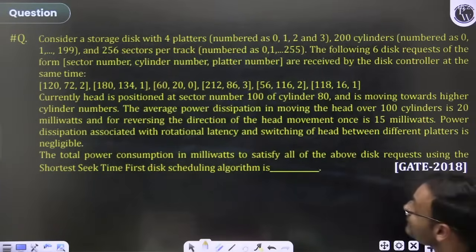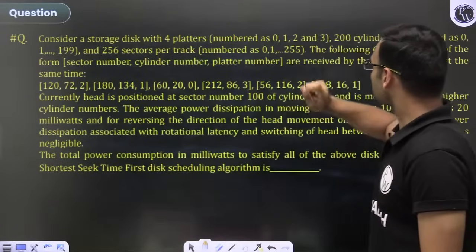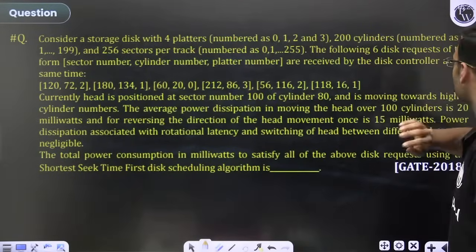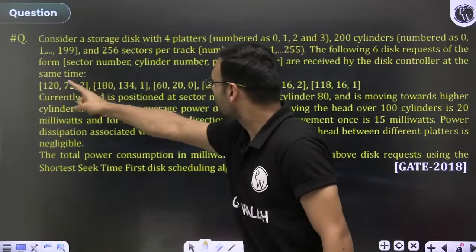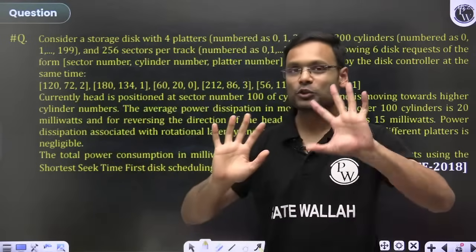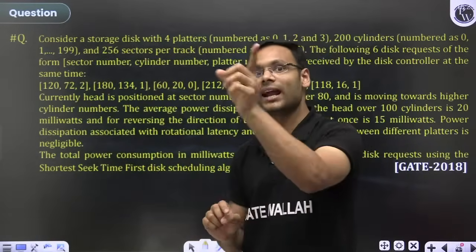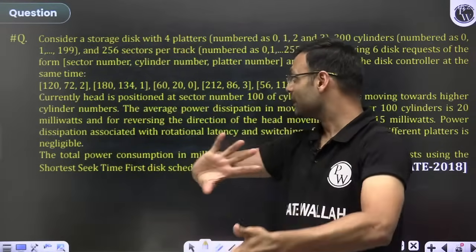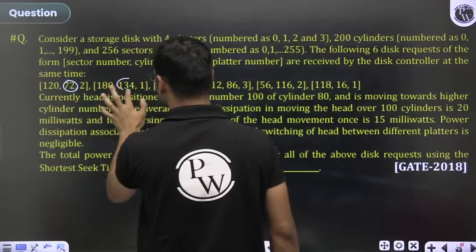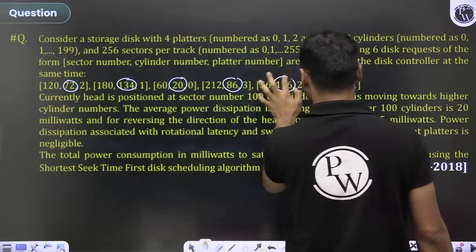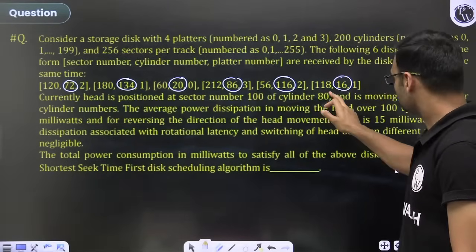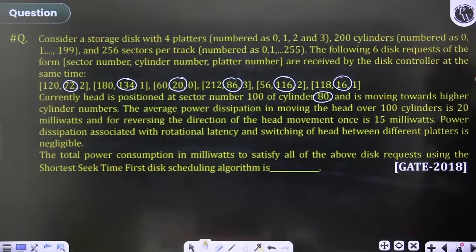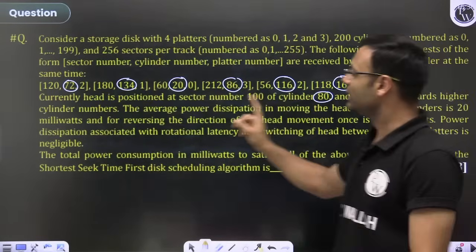Okay, what does the question say? Consider a storage disk with 4 platters, 0, 1, 2, 3, 200 cylinders numbered 0 to 199, and 256 sectors per track, 0 to 255. The following 6 disk requests are in the form: sector number, cylinder number, and then platter number. Usually we have cylinder number, platter, and then sector, but they have jumbled it. Cylinder number is in the middle. Currently, the head is positioned at sector 100 of cylinder 80.